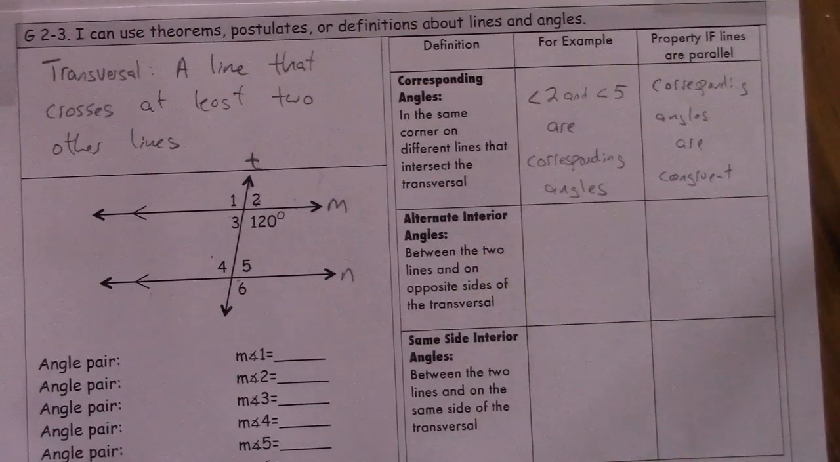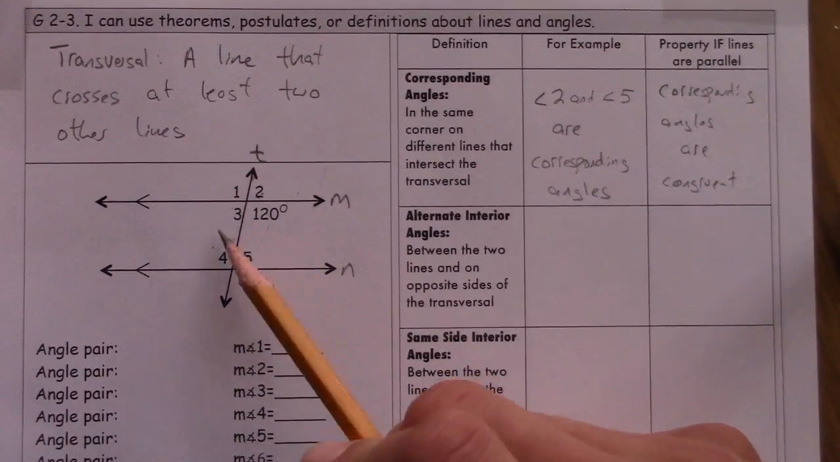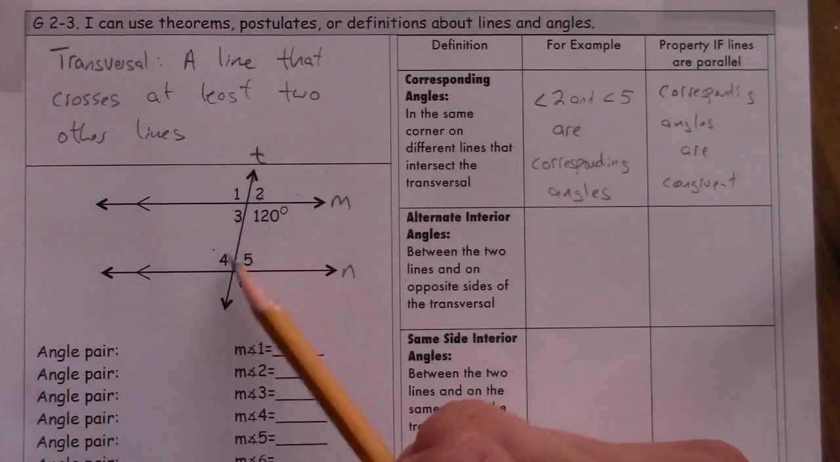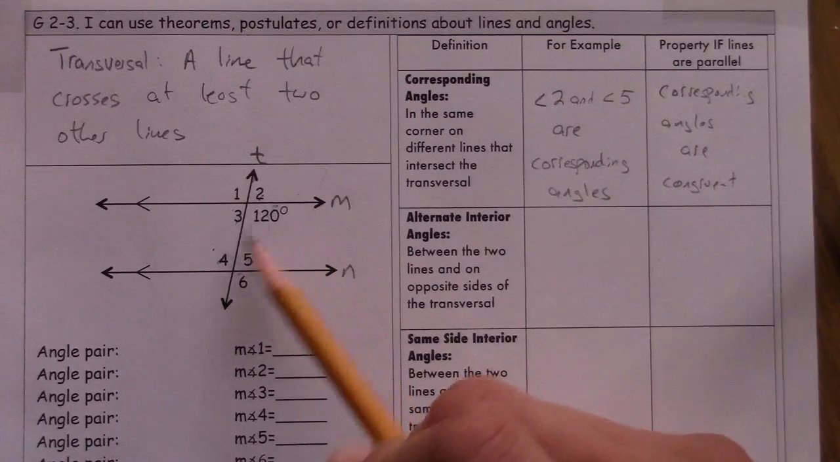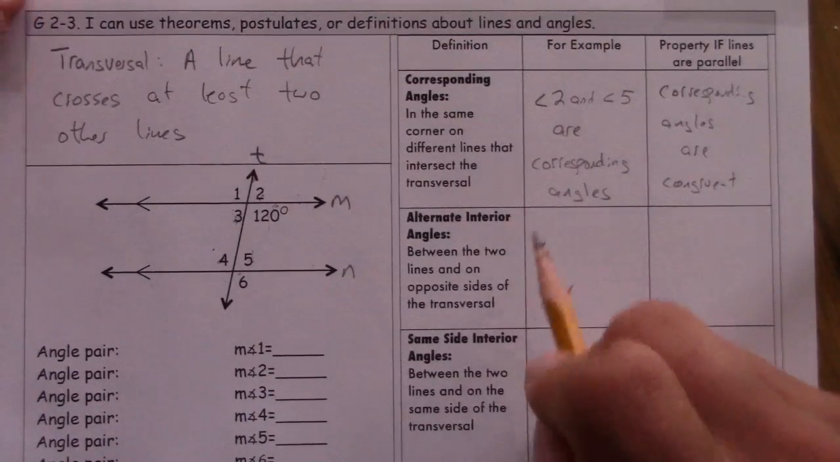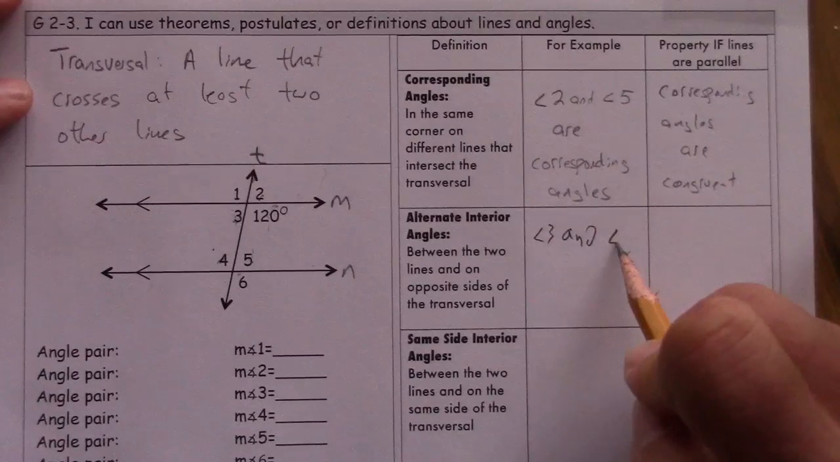Okay, so alternate interior angles: between the two lines and on opposite sides of the transversal. So here are the two lines, between the two lines, so in here, and on opposite sides of the transversal. So these 4, but on opposite sides. Inside, and they're alternate, different, opposite. One example would be angle 3 and angle 5.